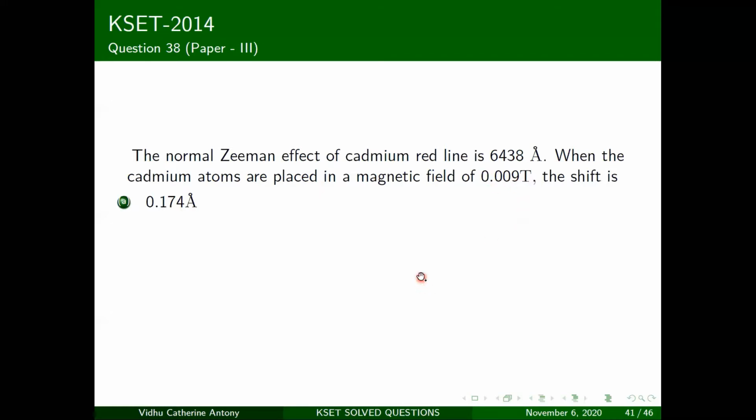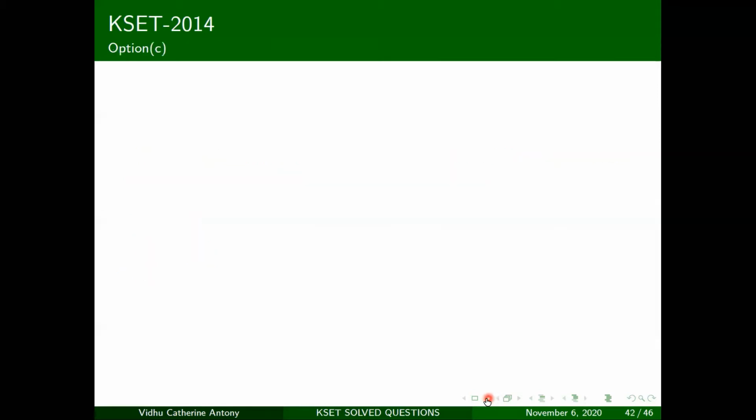So what is the Zeeman effect basically? When you take a material and place it in a magnetic field, you are going to see the spectral lines split. So that shift needs to be calculated. And how do you calculate that shift? These are the different shifts that are given to you. Shift basically means the distance, so that's why you have a unit of distance here, angstrom.